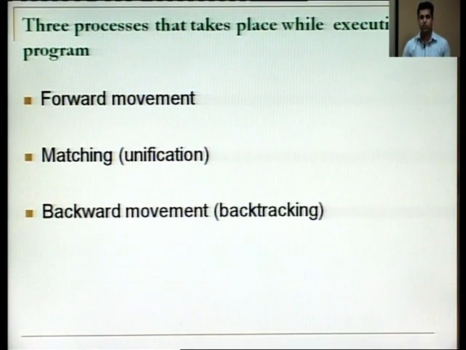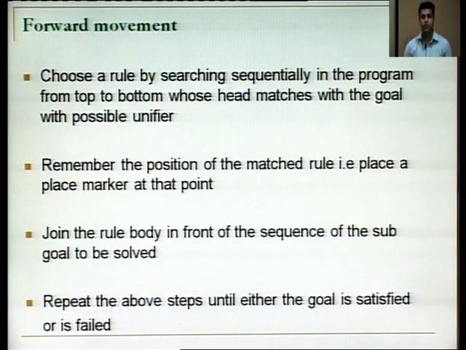There are three phases, or three processes, you can say, that take place while executing a program. These are forward movement, matching, which is also known as unification, and backward movement, which is also known as backtracking. Let us start with the forward movement. What is it? Choose a rule by searching sequentially. Sequentially means one by one in the program from top to bottom, whose head matches with the goal with possible unifier.